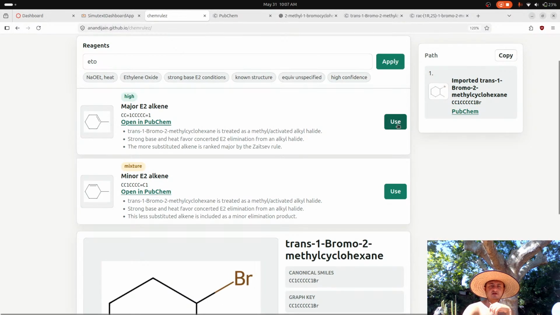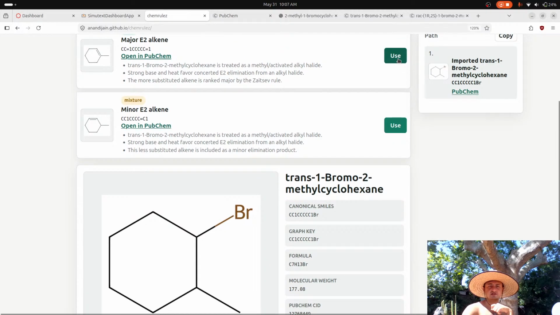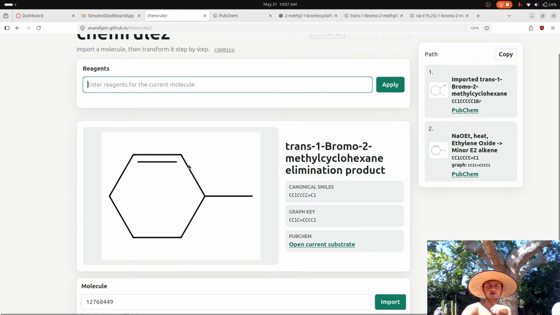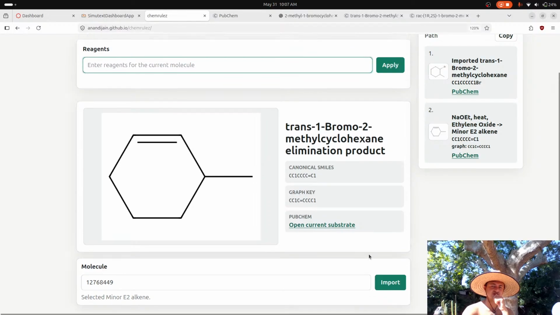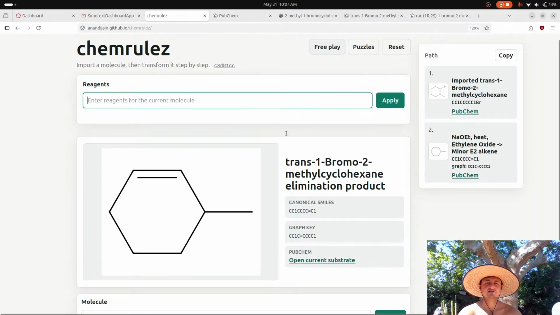Because this case is wrong and this case is right. But I like that at least it gave me the option. Like that's pretty cool. It just said that it was less likely than the other one, but I don't think that's actually true.